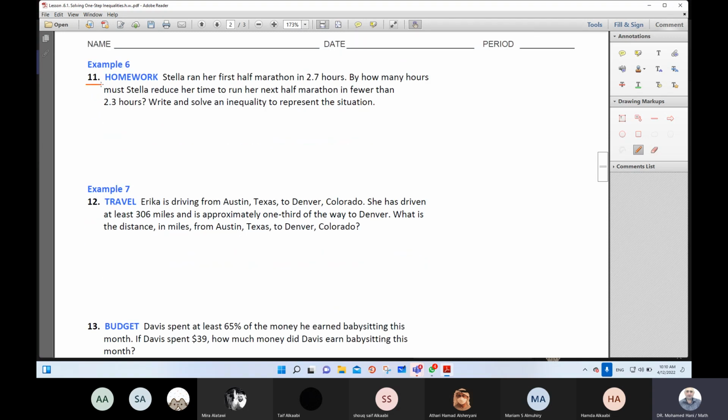Who can read exercise number 11, please? I will read. Yes, please. Homework. Stella ran her first half marathon in 2.7 hours. By how many hours must Stella reduce her time to run her next half marathon in fewer than 2.3 hours? Write and solve individually to represent the situation. What is your name? Thank you, Shok. I want from all to read it again, then try to write the inequality from these words, please.